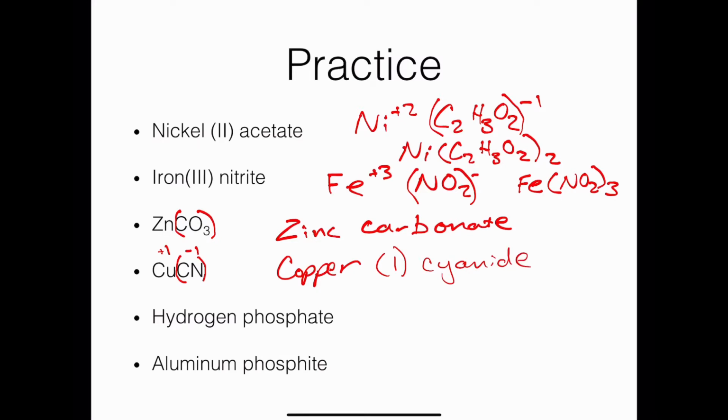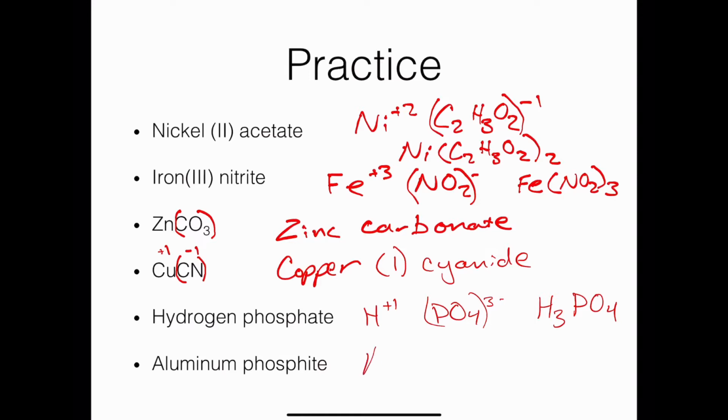Hydrogen phosphate. Hydrogen has a +1 charge. Phosphate, the formula is going to be PO4 with a 3- charge. So we do our crisscross, put parentheses around the base of our polyatomic, unless you can see that already that we don't need them, and that the formula of hydrogen phosphate is going to be H3PO4.